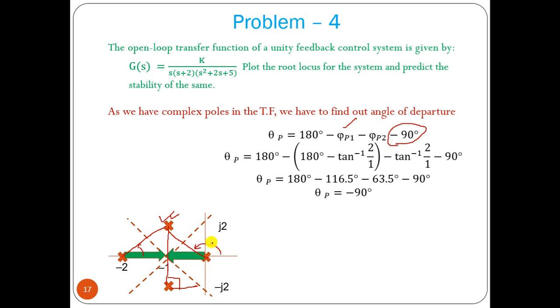So this angle phi p1 should be what? The total angle is 180 degrees minus this angle, from this right angle triangle. So 180 degrees minus tan inverse 2 by 1, and this angle we can find from this right angle triangle, that is tan inverse 2 by 1. Now you can calculate, we can see phi p equals minus 90 degrees. That means it should depart vertically down. This should depart vertically up.